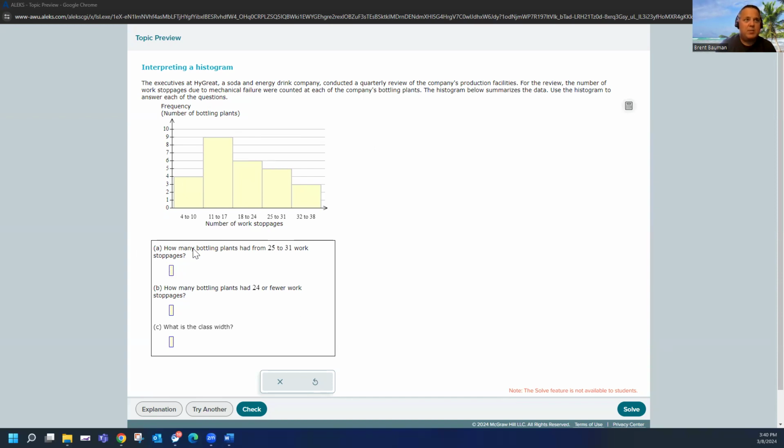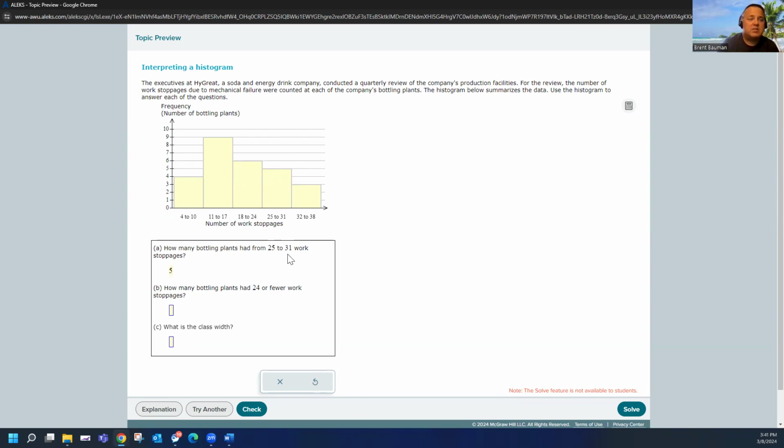So in this one, it says how many bottling plants had from 25 to 31 work stoppages. So the 25 to 31, that's going to be down here along our x-axis. So we want to go ahead and find where that tall column is that we can count up, and then we're just going to see what it matches up with on our y-axis. So it's telling us that there are 5 of them that have 25 to 31. So that's just the basic reading of one of the columns.